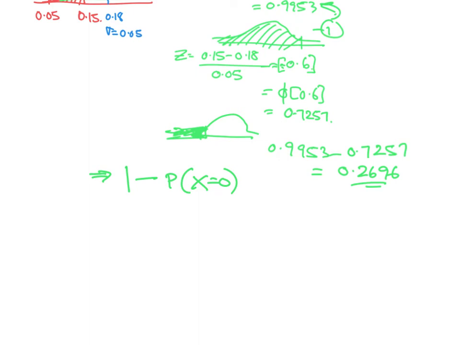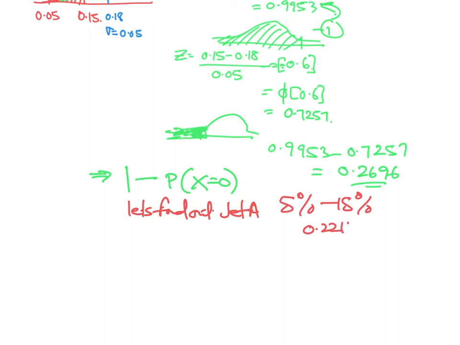So same approach. Let's find out for jet A the probability outside the limit of 5% to 15%, because within 5 to 15% we already have 0.2216. So outside this concentration range will be 1 minus this, which is 0.7784. That's for jet A.